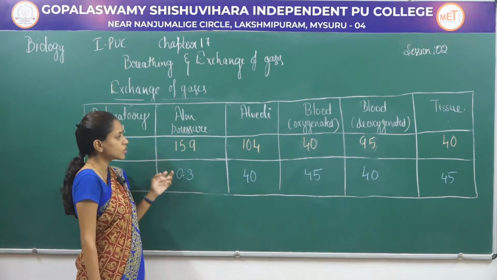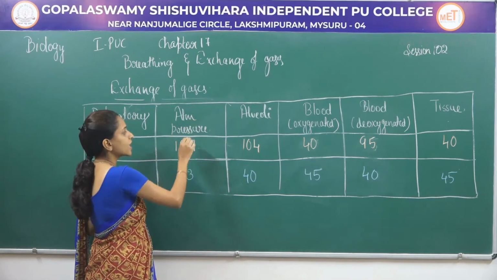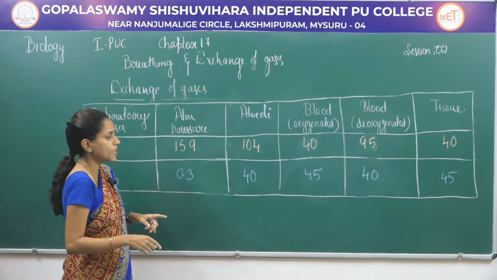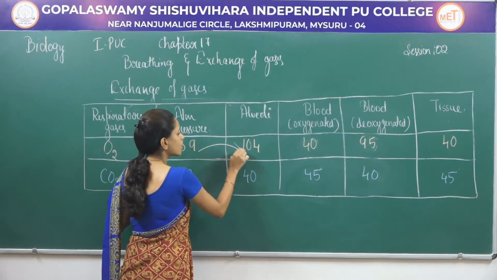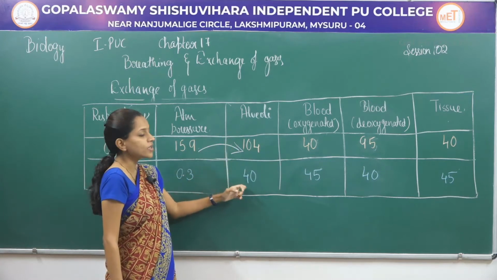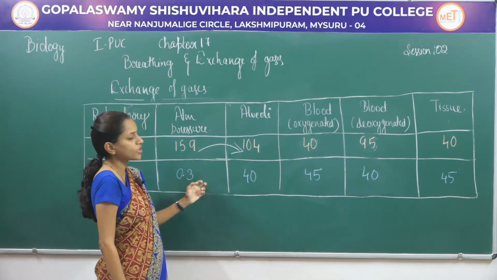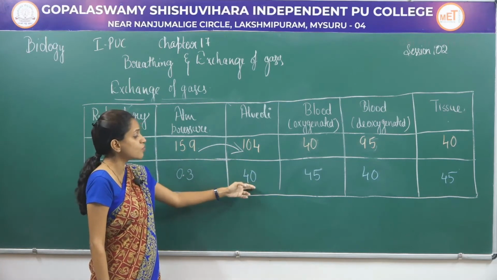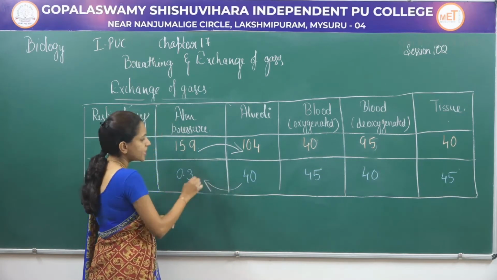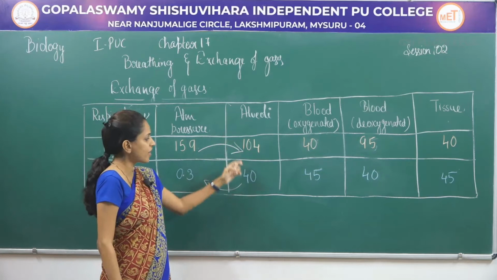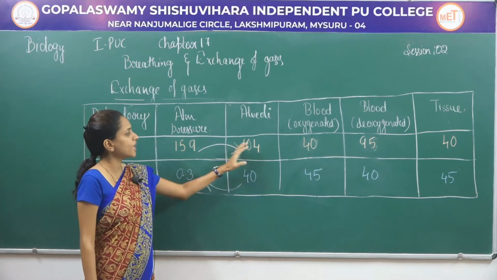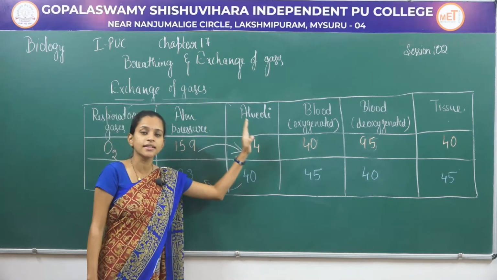So when it comes to the diffusion process, here atmospheric oxygen will be 159 compared to alveoli. The diffusion process takes place here, movement of molecules from the higher concentration region to the region of lower concentration. And next one, carbon dioxide. Here if you see for diffusion, the concentration of carbon dioxide is more in the alveoli compared to the atmosphere. That is why the diffusion is reversed, that is from the alveoli into the atmosphere. So that is how there will be exchange of gases between the atmosphere and the alveoli.